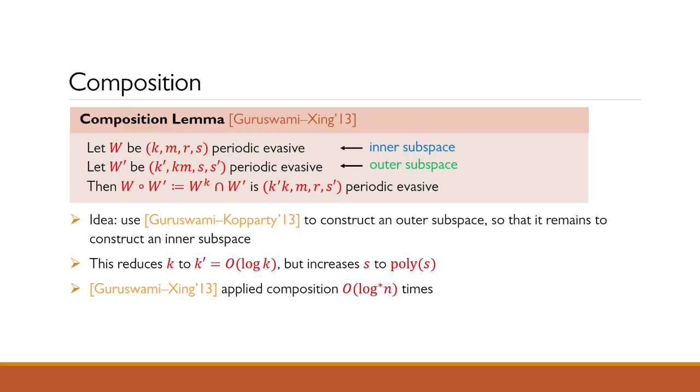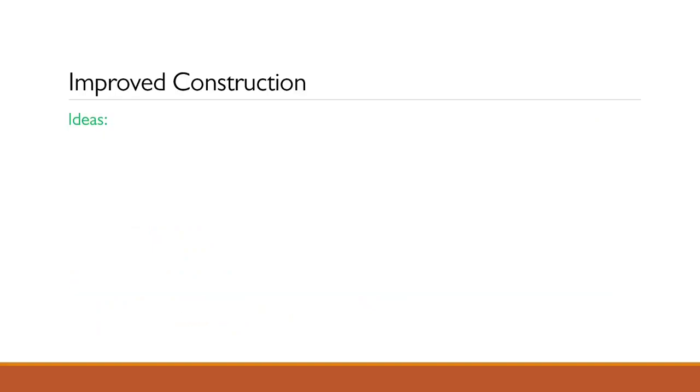However, since each composition increases s to poly s, in the end, s would be super constant, and therefore they could only put an upper bound for the list size that is multiply exponential in log star n instead of a constant bound. And to further reduce the list size to constant, we introduce some new ideas.